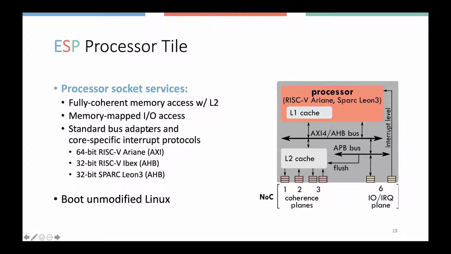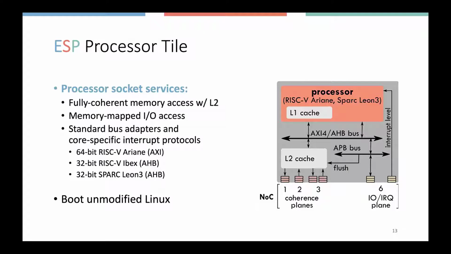Yeah, so thank you, Davide. So in the processor tile, as I was saying, we still have, for example, the private cache to support fully coherent memory accesses, and we also have the bus adapters to support the integration of the processor cores. In addition to that, in this tile, we have some adapters to the interrupt protocols, which are typically specific, not just to the ISA, but to the processors themselves. So right now, we have 3 different adapters for Ariane, IBEX, and Leon 3. And to address the question, ARM processor cores, definitely we can integrate them too.